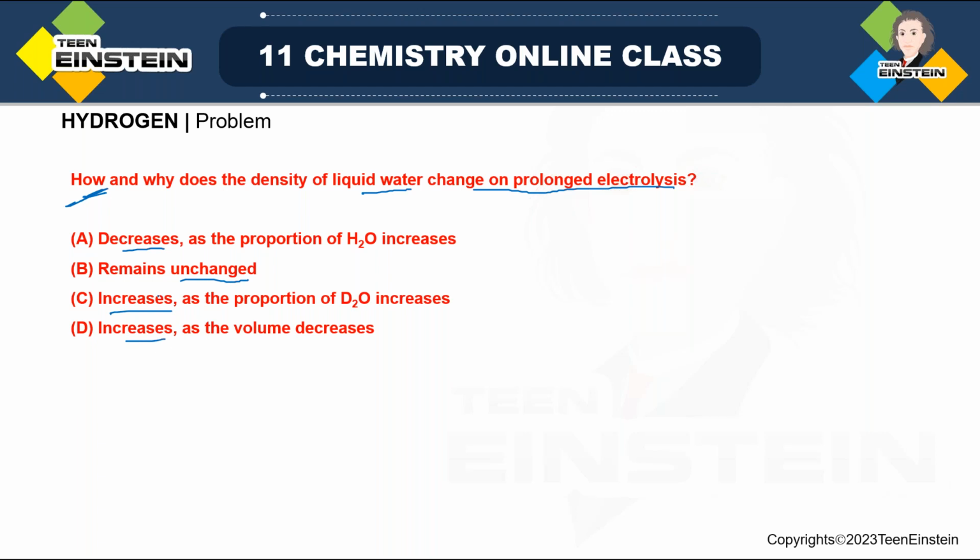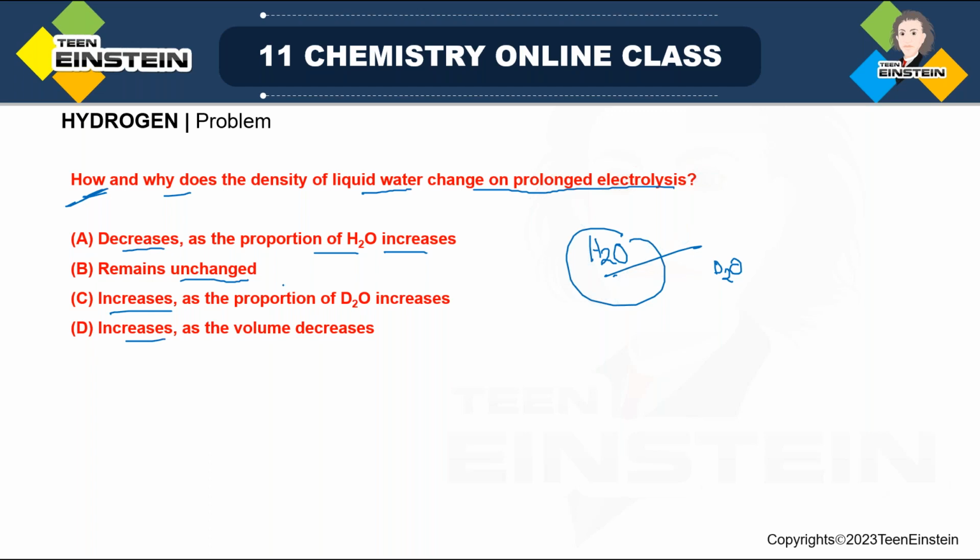And then we have to answer why the density of liquid water changes if it is changing. Now it means obviously it is changing, so option B is not correct. It is either decreasing or increasing. Now the first statement says it is decreasing because the proportion of H2O is increasing. When we are doing electrolysis of water, there is a very low percentage of D2O also. Obviously first H2O will undergo electrolysis, and the amount of H2O will gradually decrease. It will not increase. Fine. So the first statement is already not correct.